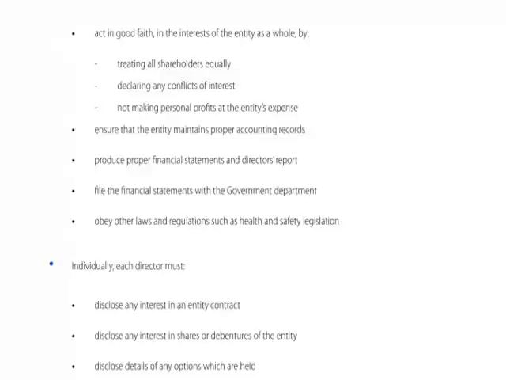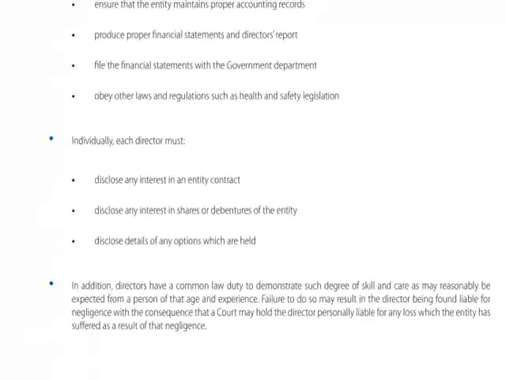In addition, they have a common law duty to demonstrate such degree of skill and care as may reasonably be expected from a person of that age, experience and qualification. Failure to do so may result in the director being found liable for negligence, with the consequence that a court may hold the director personally liable for any loss which the company suffers as a result of that negligence. And there are cases in F4 which illustrate the principle of directors being negligent and failing to achieve the standards which may reasonably be expected of them from a person of that age, experience and qualification.